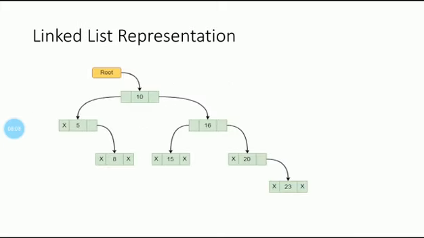Coming to the next representation, that is linked list representation. In the case of a linked list representation, we can call each node a structure. Each and every node has three parts. The first part is the left part, the second part is information, and the third part is the right part. The left part contains the address of the left child, the right part contains the address of the right child, and information contains the value. In this example, 10 has two children, 5 and 16. So the left part points to the left child and the right part points to the right child.